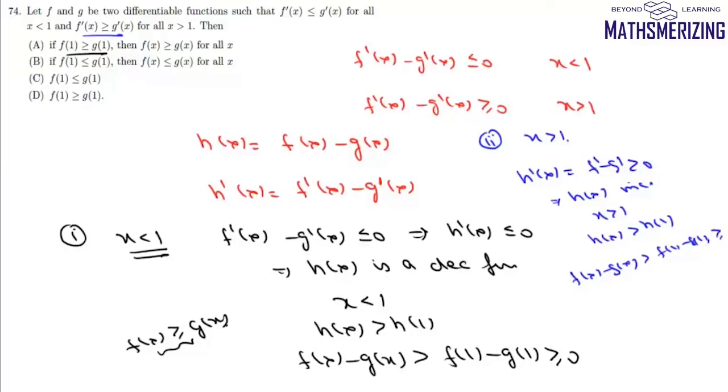Now f(1) is greater than g(1), so it is greater than or equal to 0. So we can write f(x) is always greater than or equal to g(x). So for both the cases, we are getting this result, which is f(x) is greater than or equal to g(x), and that's your option number A.